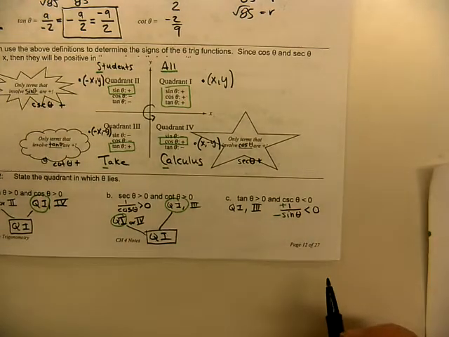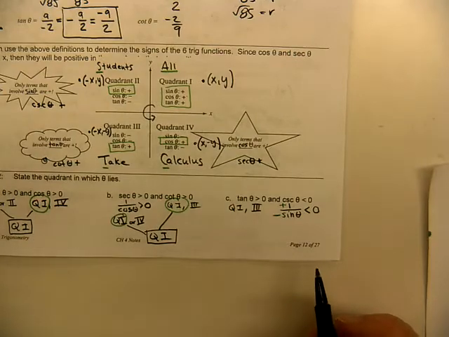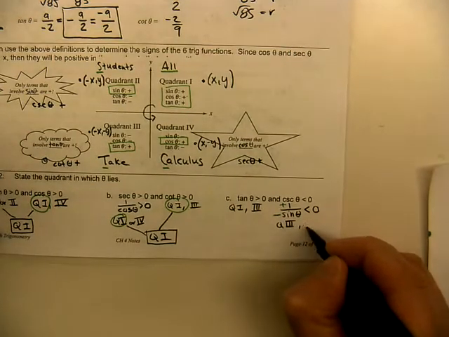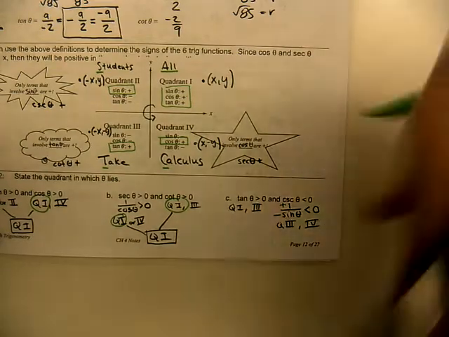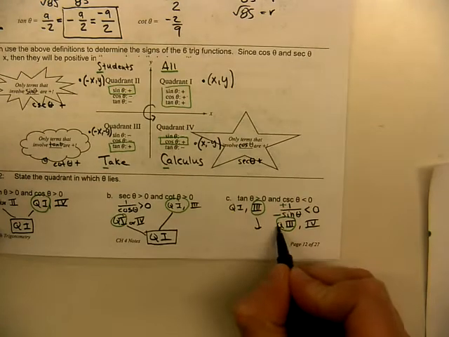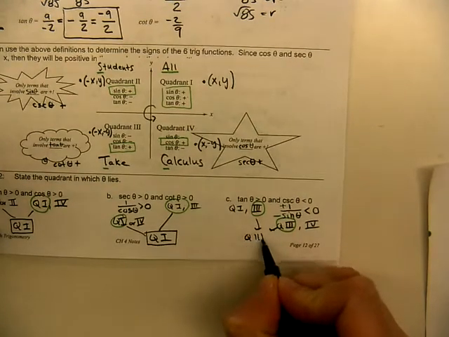So where would I find a negative sign? All right, well, that would be either quadrant 3 or 4. So we look to see where they are both overlapping, and the result is quadrant 3. They're both true.